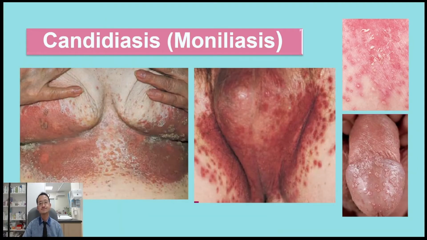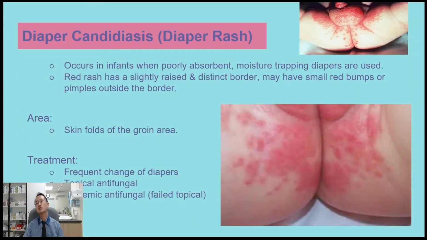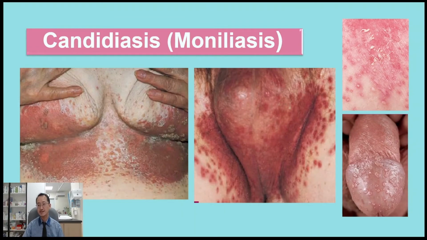These are below the breast. Classically, they present as isolated satellite lesions. We call this a satellite lesion. Sometimes they can produce small little pus like that. Over the genitalia as well, and it's sometimes very itchy.